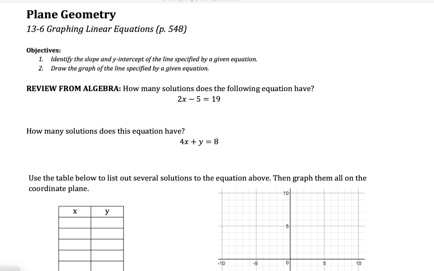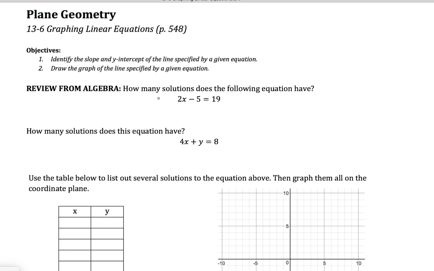Hello again, everyone. In this video, we're going to be taking a look at a pretty big concept in both geometry and algebra, and that is how you can graph a linear equation. This is something that you should have done quite a bit in Algebra 1. Maybe you need to refresh your memory on it a little bit, and make sure you have a pretty good handle on this going into Algebra 2 next year.